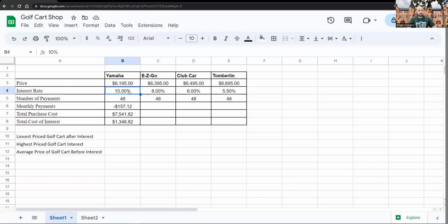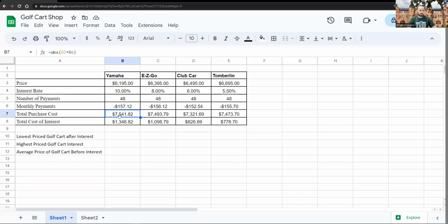So 10% interest is pretty high. Now if I highlight all 3 of these, I can click on this little circle on the bottom, drag it across, and it's going to copy all of these formulas over for me. Because I'm paying 48 months of payment regardless of the interest price, even though these go up in price, you can see I'm getting a better interest rate as I go along. And these monthly payments are actually less because this interest is that high.